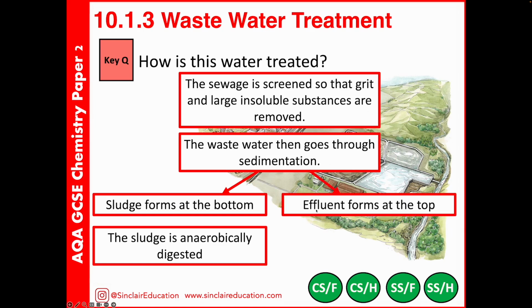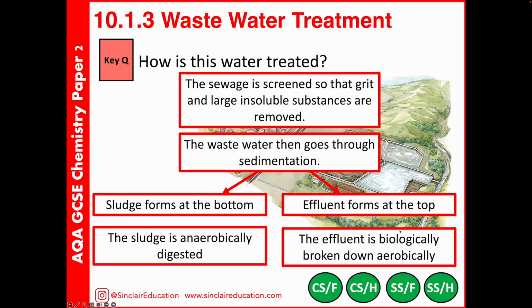The top part of this sewerage is known as effluent, and this will be biologically broken down aerobically. So this is actually broken down by bacterium, not necessarily harmful to us, but bacterium that break this down in the presence of oxygen. So we have anaerobic digestion of the sludge at the bottom, and the effluent is aerobically broken down by microbes. And this is a potential 4-mark question. That idea of sedimentation, what happens to the sludge, anaerobic digestion, and what happens to the effluents. So it's biologically, aerobically broken down.